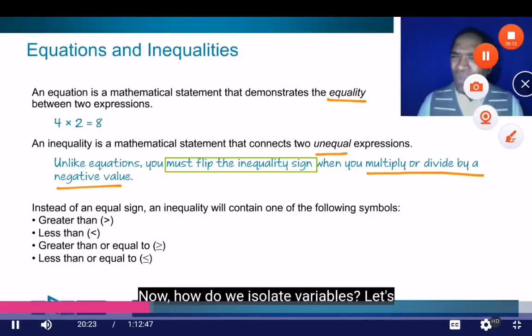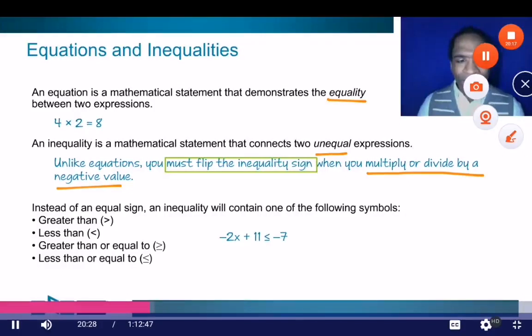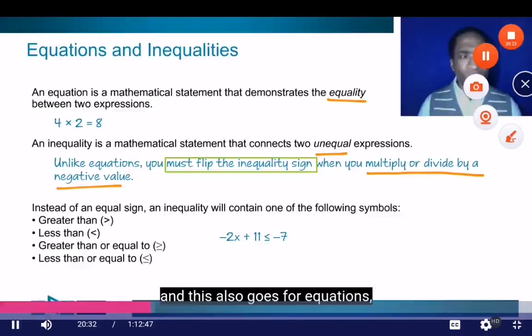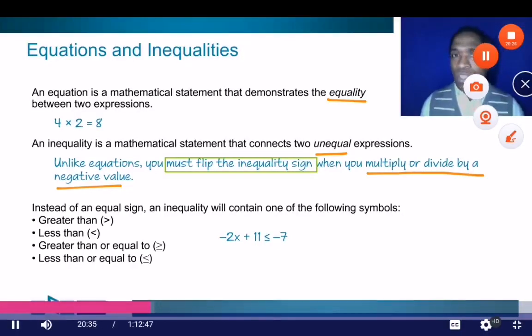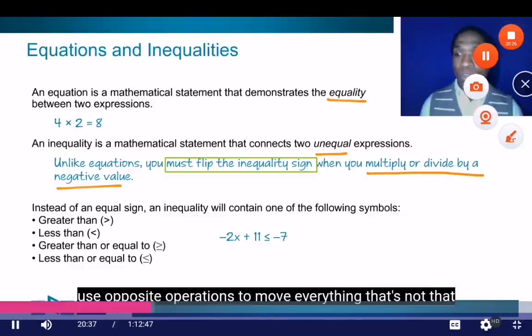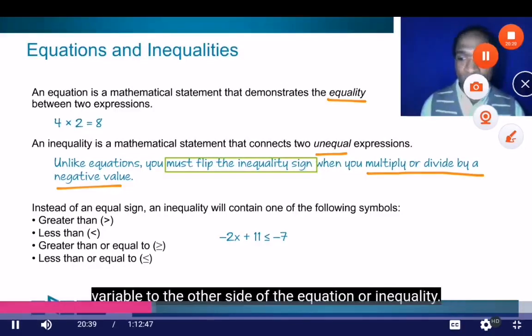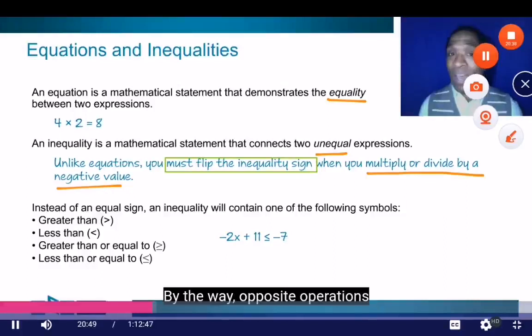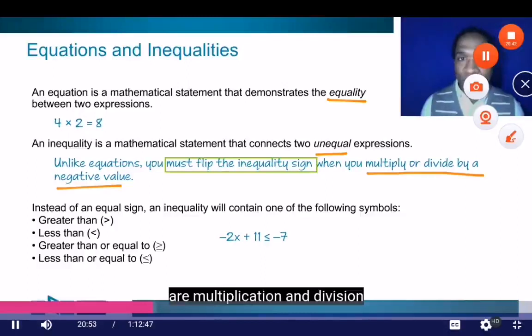Now, how do we isolate variables? Let's take a look at an example inequality. Here it is. Now, whenever you need to isolate a variable, and this also goes for equations, use opposite operations to move everything that's not that variable to the other side of the equation or inequality. And we always, again, do the same thing to both sides of the equation or inequality. Now, by the way, opposite operations are multiplication and division or addition and subtraction.